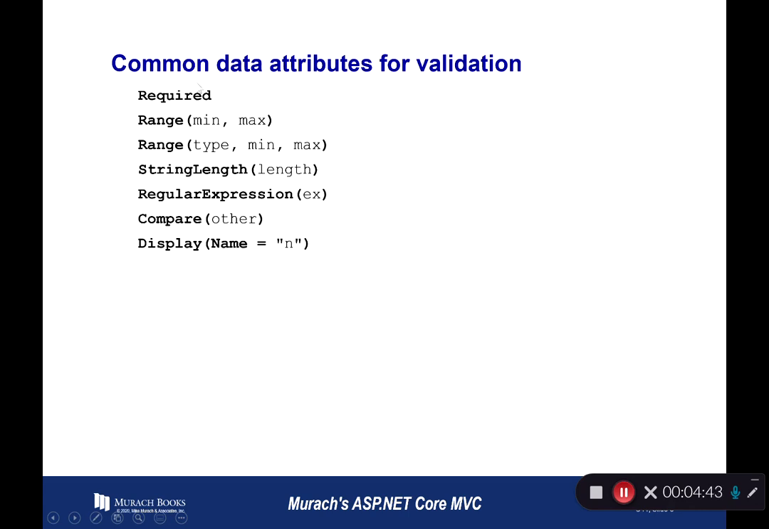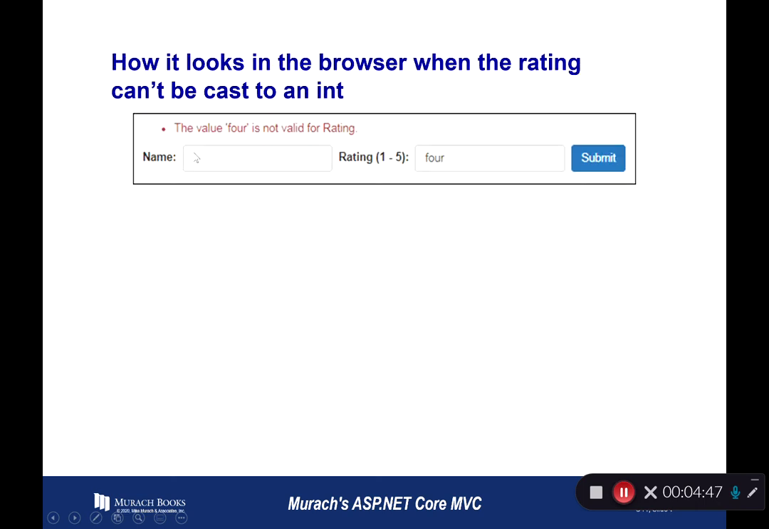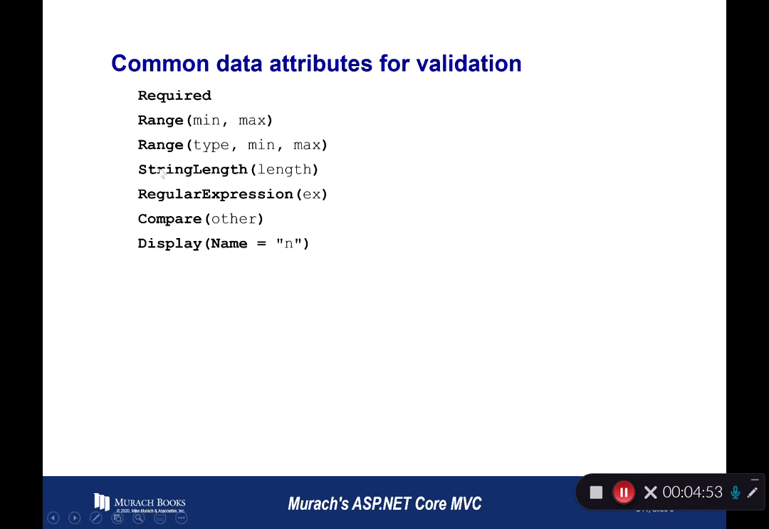Maybe it's not required, so we won't put this attribute on it. There's also a range that it could be in. We already saw the range of, let's say, the rating of 1 through 5. A rating of, say, 1 through 5, so we could put 1 and 5 here as min and max.